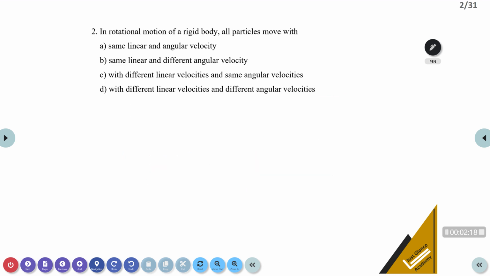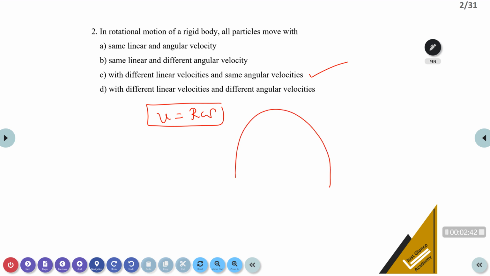Next question. In rotational motion of a rigid body, all the particles move with same linear velocity and angular velocity, same linear and different angular velocity, or different linear velocity and same angular velocity. Here the right choice is this. We know the equation V equal to R into omega. Here, let us consider one rigid body.